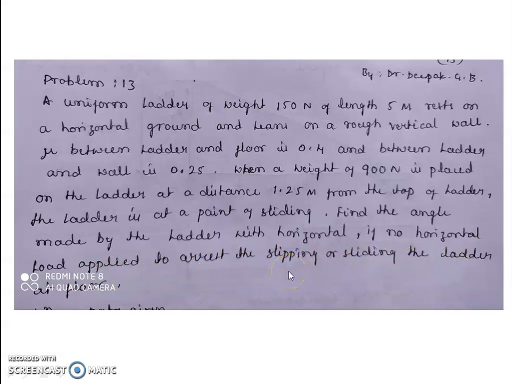Okay, in this problem, what is given, we will see. The weight of ladder is given, that is 150 newtons. Then length of ladder is given, that is 5 meters. Then coefficient of friction of ladder with horizontal surface is given, that is mu h, it is 0.4. Mu v is given, that is coefficient of friction between ladder and the vertical wall, that is 0.25.